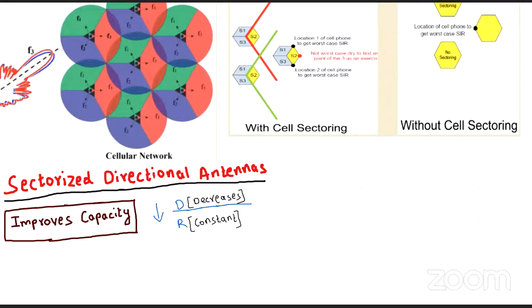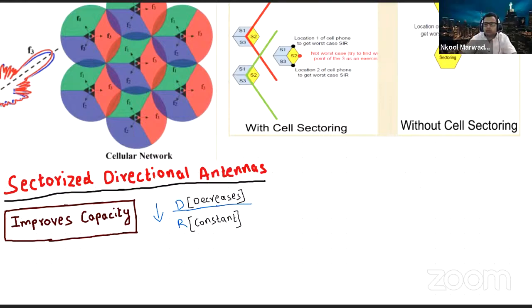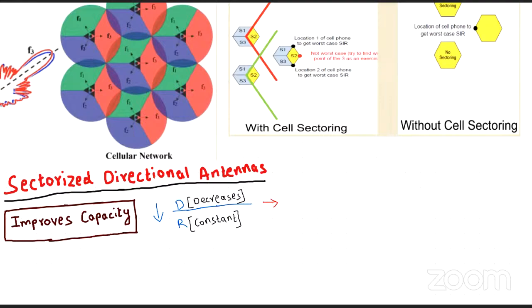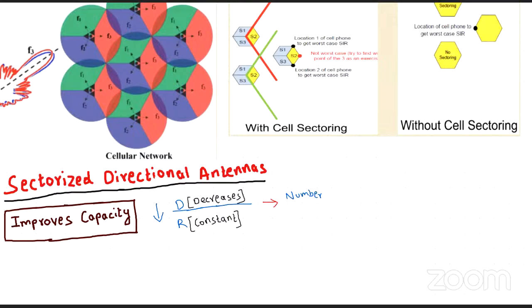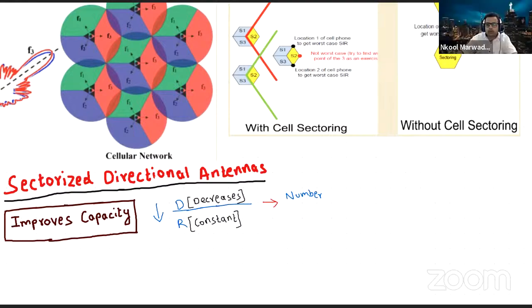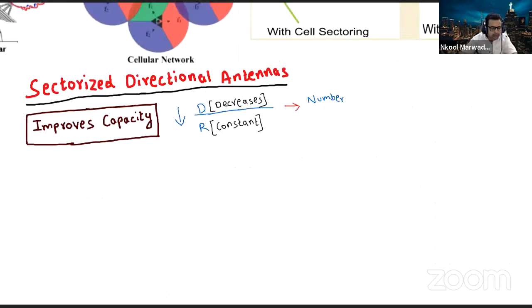If D by R, the channel reuse ratio, decreases, then what happens? D by R means root 3n. Root 3n will decrease. n is the cluster size. So the cluster size will decrease. Very nice, impressive. That is also an observation we see. That's a right observation you made.